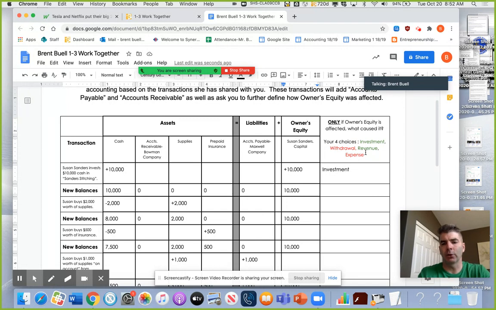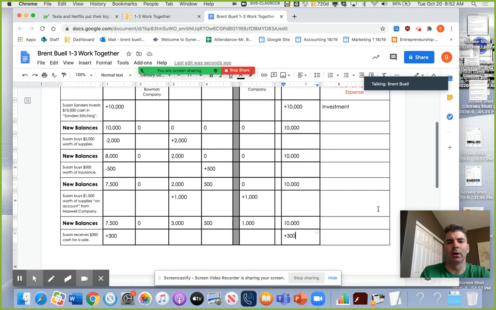Now, our choices are, which of these 4 words is it? I know it's a plus, so the 2 choices now are limited to the green ones because I put those in green on purpose. Those are the ones that make it go up. It's not an investment. I think you now know that it's revenue. So anytime you sell something, and we could do this on notes, but I thought it was so much easier to just do the problem. Anytime you sell something, it's revenue. So revenue equals sales.